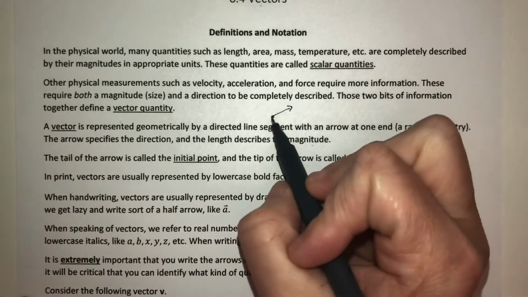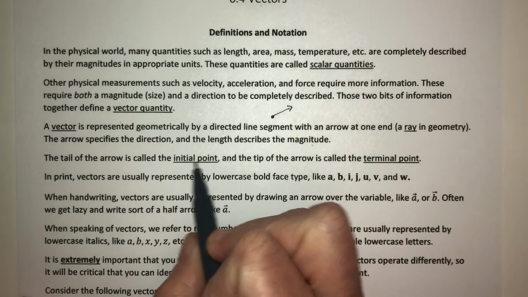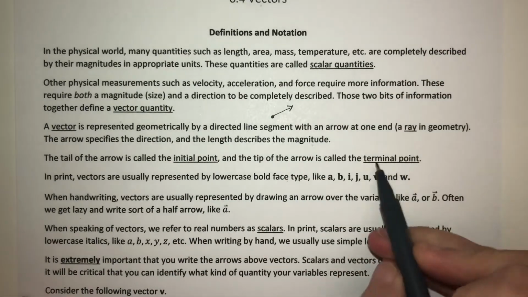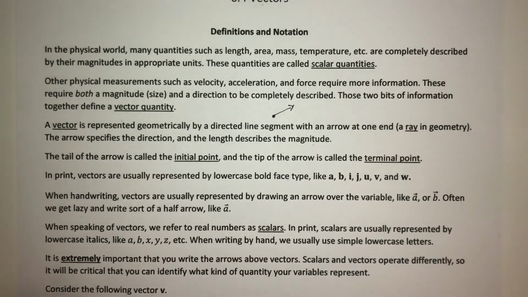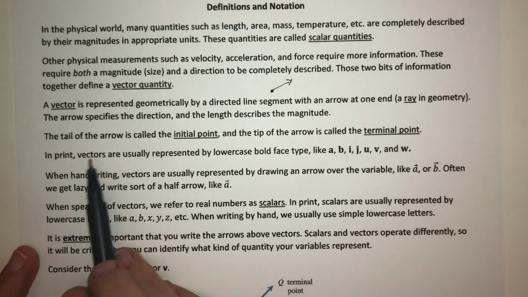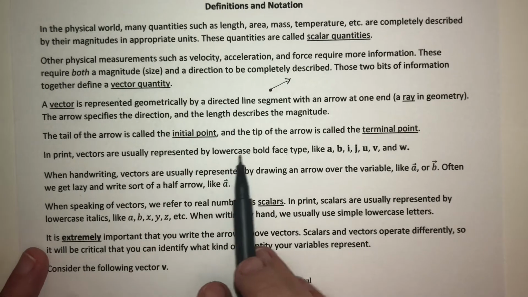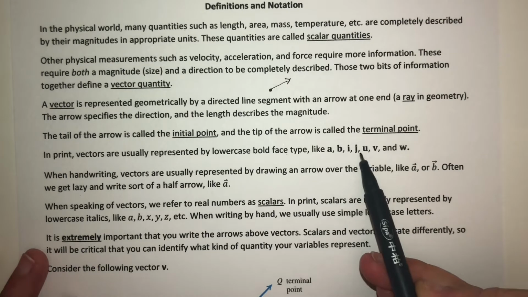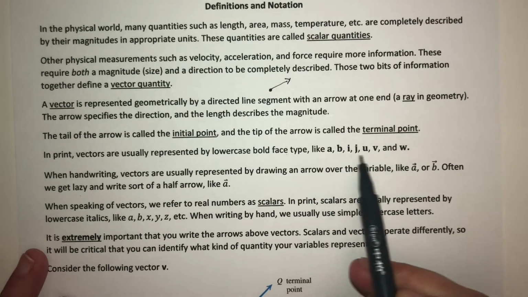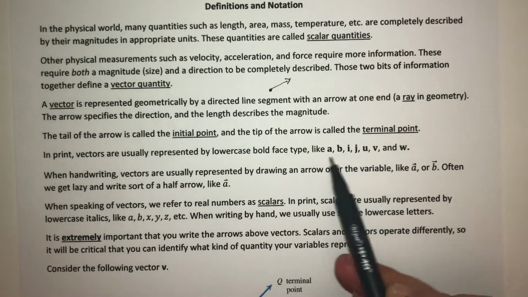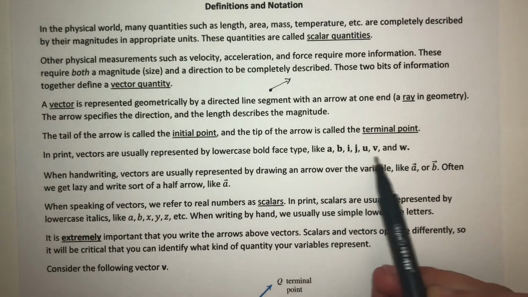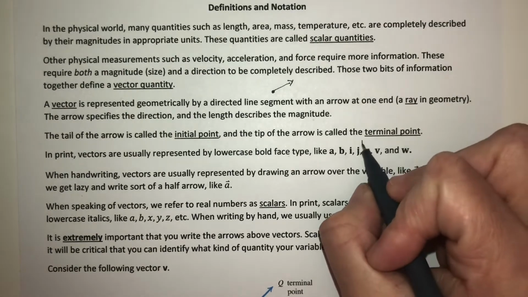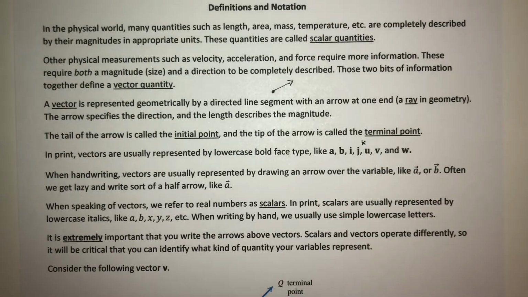The tip right here, where it starts, we call the initial point, and wherever the arrow ends is called the terminal point. Now, in print, vectors are usually represented by lowercase, boldface type. We tend to use a, b, i, j, u, v, and w. I don't know why these are the traditional go-to variables for vectors, but they are. Specifically i, j, and then when you get into calculus 3, k. But don't worry about that right now.